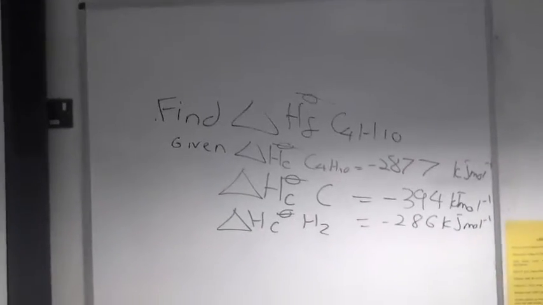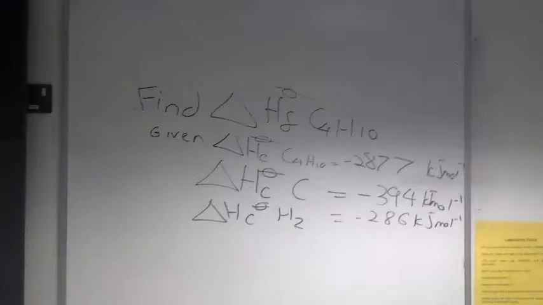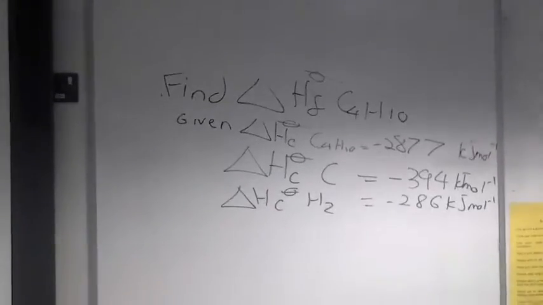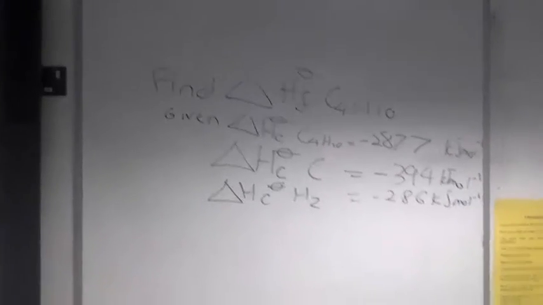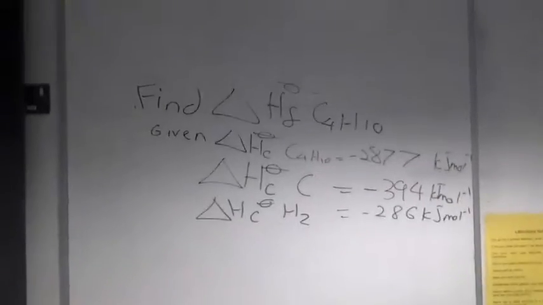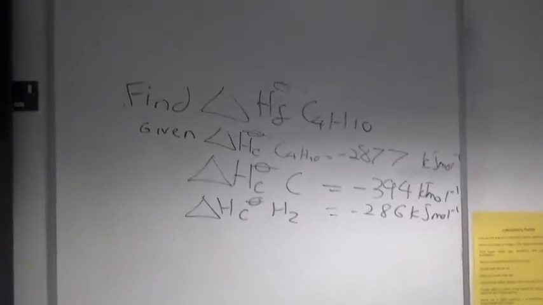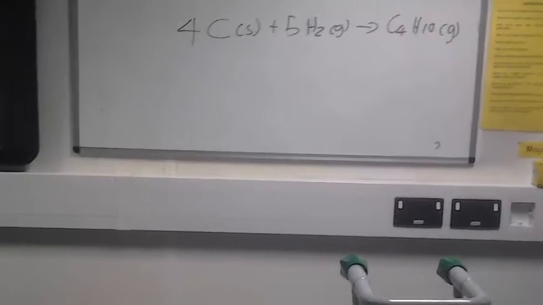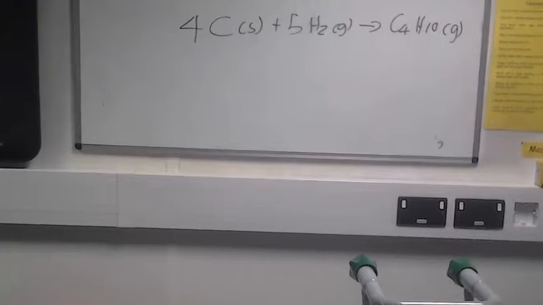Video, we are looking at an example Hess cycle. In the question it's asking you to find the enthalpy of formation of butane, once you know that the enthalpy of combustion of butane is minus 2877 kilojoules per mole, the enthalpy of combustion of carbon is minus 394 kilojoules per mole, and the enthalpy of combustion of hydrogen is minus 286 kilojoules per mole.